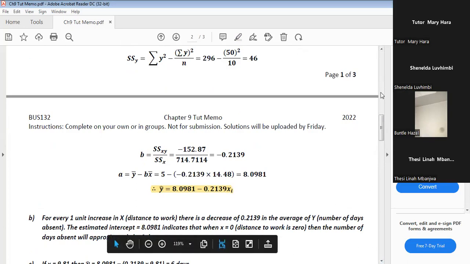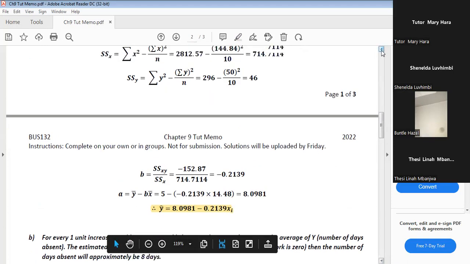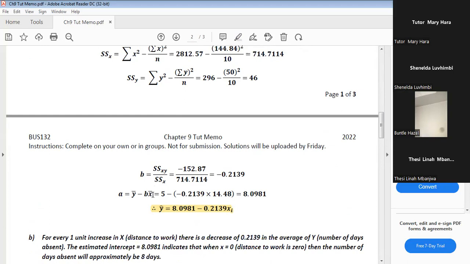But for us to find A, we need to know the formula for A. The formula for A is y bar minus b x bar. Y bar is the mean for y, and x bar is the mean for x.